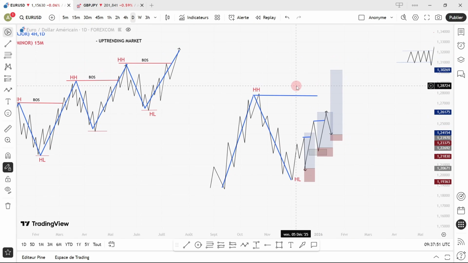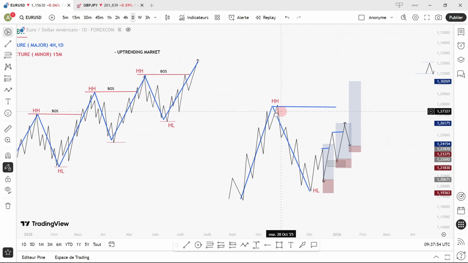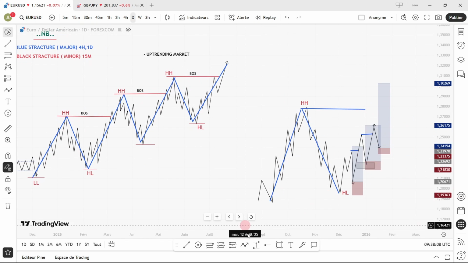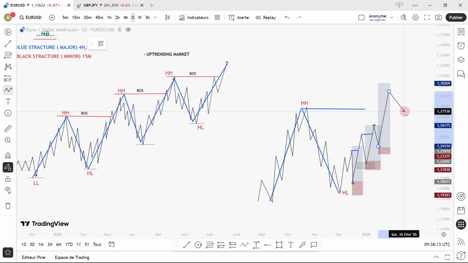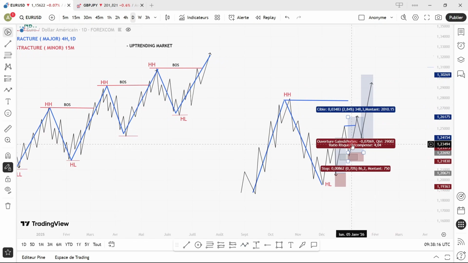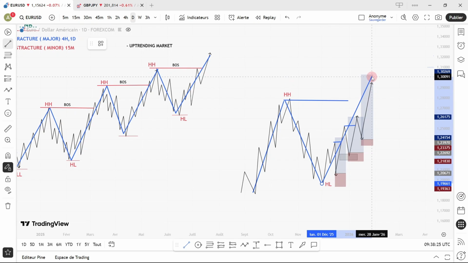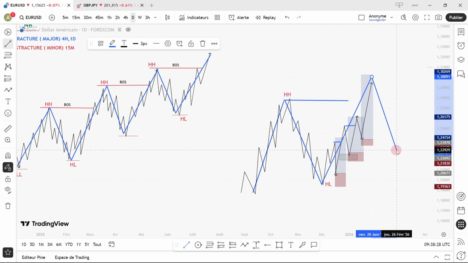I think I'm very loud and clear. So once we get a higher time frame break of structure, or if we get a break of structure on a major structure just like this, just know now the impulsive move is coming to an end. So now just know that the market eventually, sooner or later, is going to come and print a pullback. So just like that.